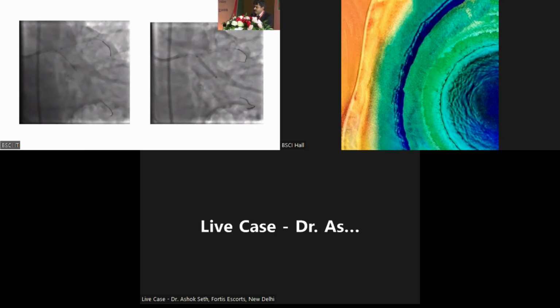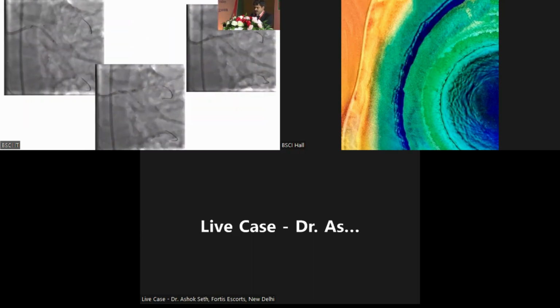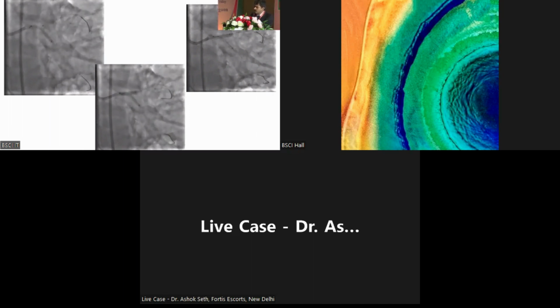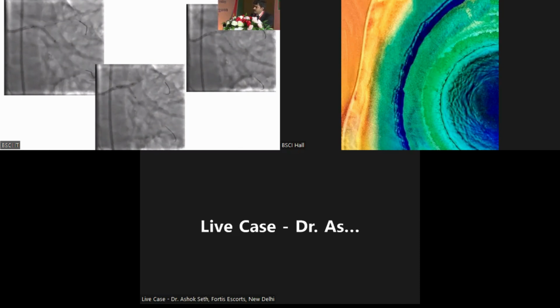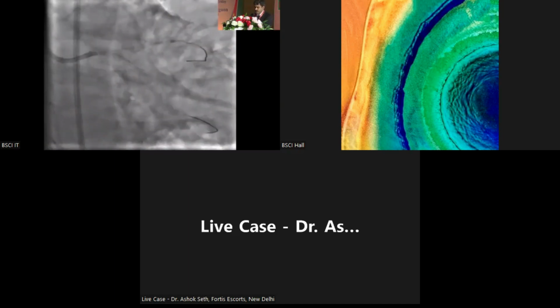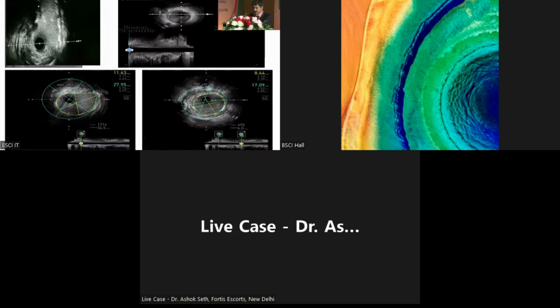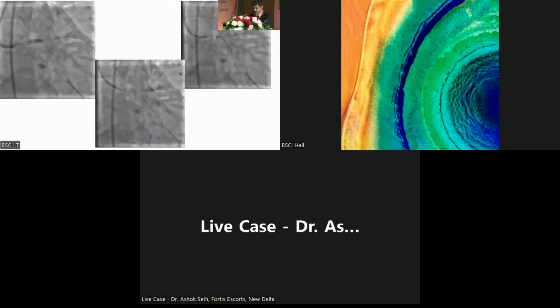TAP is very straightforward. Put a stent and just do a final kissing with the stent balloon, keeping an NC balloon in the main branch. So this is the TAP, and this was the final result. And the patient is doing well. It is an IVUS case. I am not going into the detail because of the time constraint.